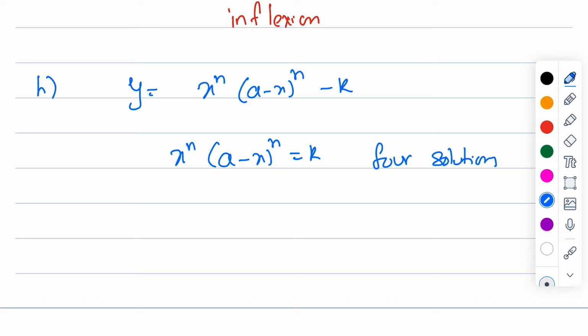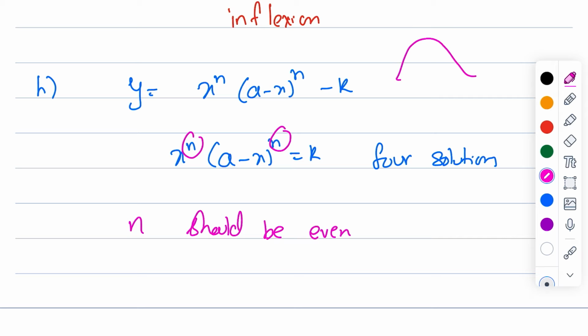So first of all, we know that n should be an even number. n should be an even number, then only we'll be having a minimum of 4 solutions, because in an even number, then only the curve goes up and down in symmetrical order. So n should be an even number.